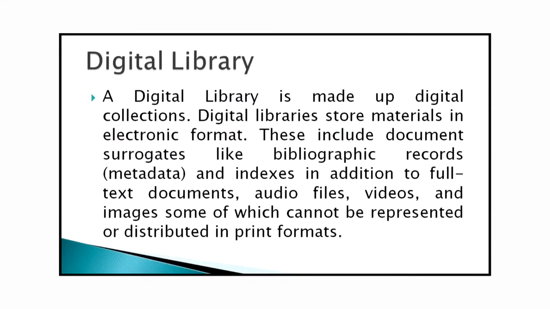Now from automated library, we'll go to digital library. A digital library is made of digital collections. Digital libraries store material in electronic format. These include document surrogates like bibliographic records and indexes in addition to full-text documents, audio files, videos, and images, some of which cannot be represented or distributed in print format.